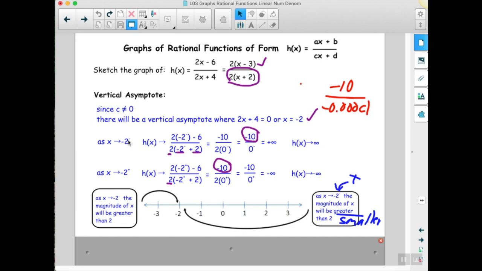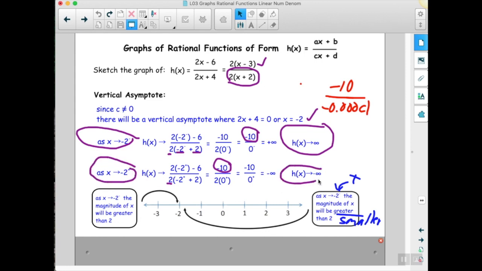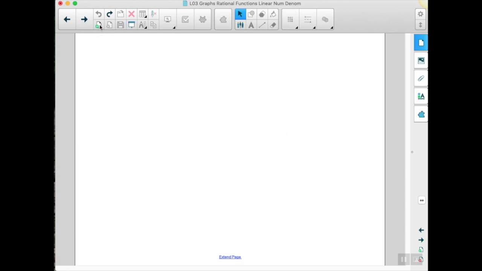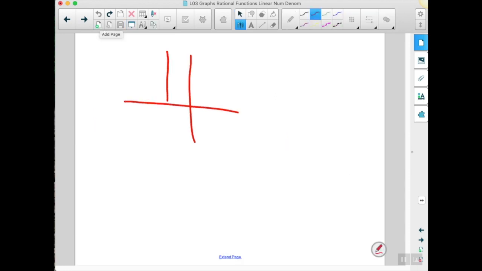As we head to -2 negatively, key points that are important, then the function is going toward positive infinity. As we head to -2 positively, the function is heading to negative infinity. And maybe I'm just going to add a slide to show you what that would mean. So if I'm going to graph this, we said we have an asymptote at -2.